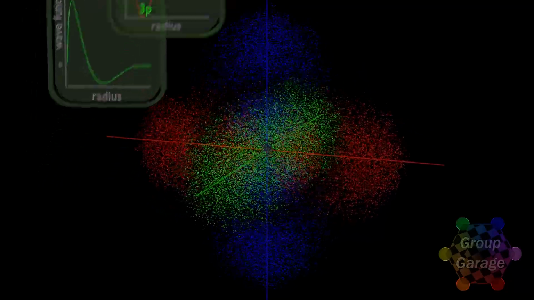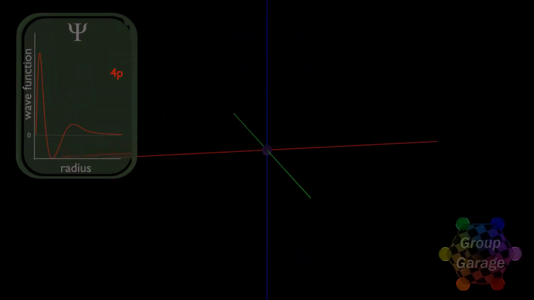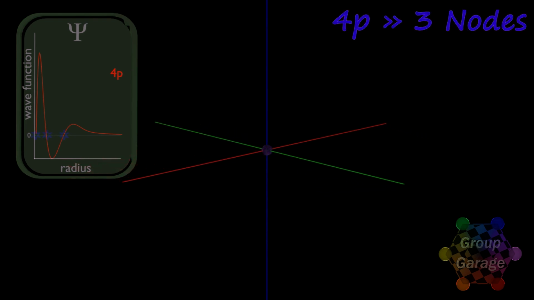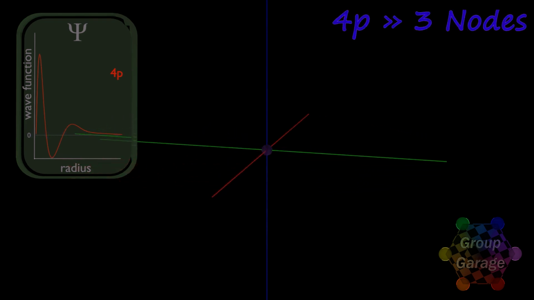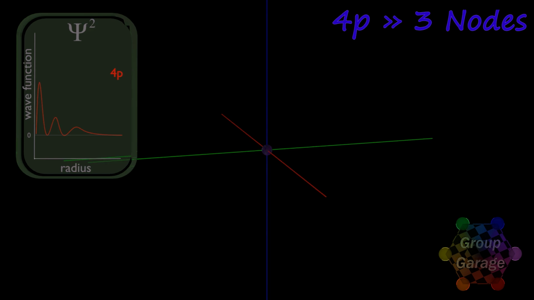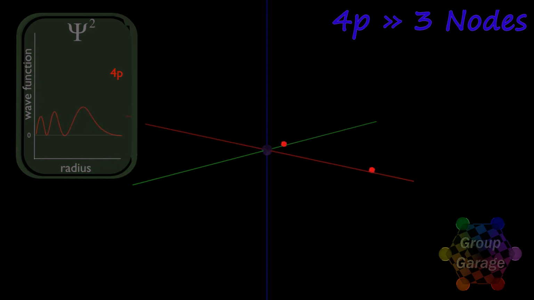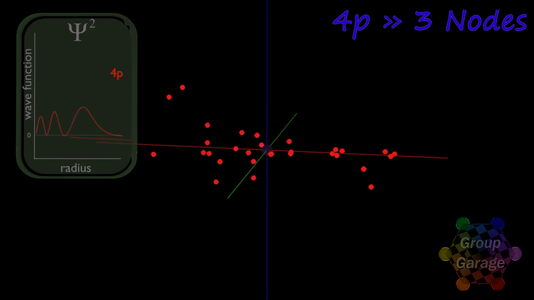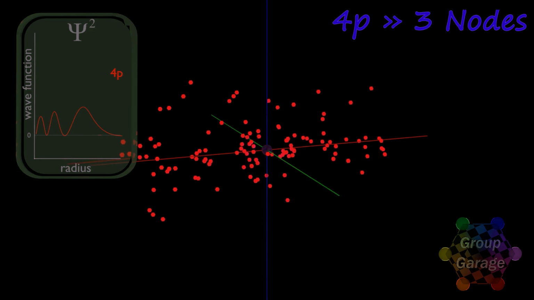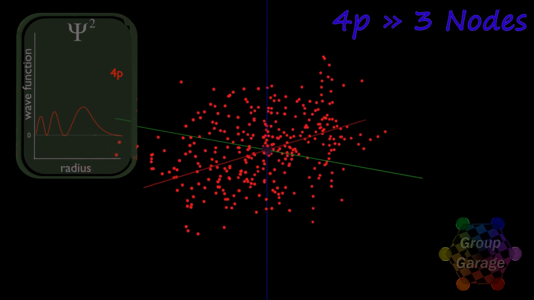Here is the wave function for the 4p electrons. Note the 3 zero spots, 3 nodes. Following the same procedure, here's the radial probability distribution. As we measure the location of many electrons, here is what the distribution will look like for the 4px orbital.